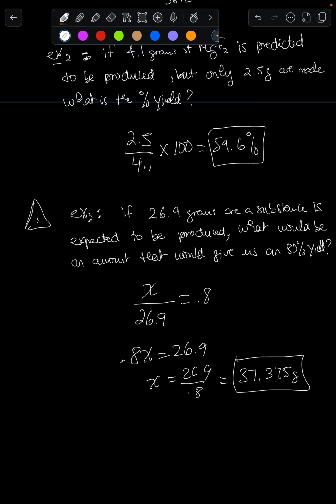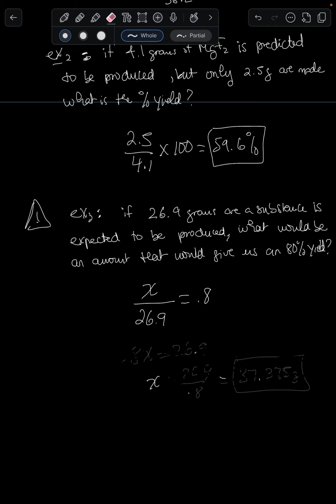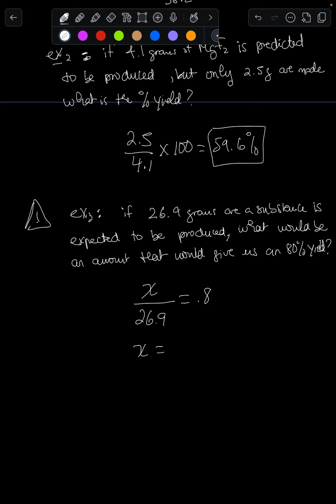Very good. Obviously, here you would have to cross multiply. X will be equal to 0.8 times 26.9. And so 0.8 times 26.9 will give us 21.52 grams. And this is how you create and find the percent yield. Thanks for your time.